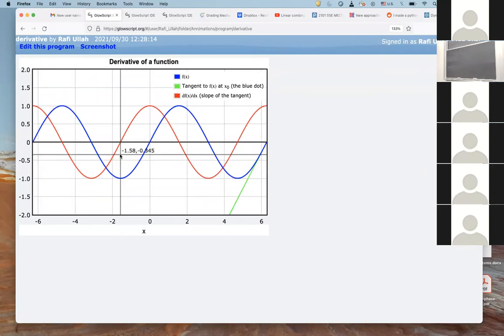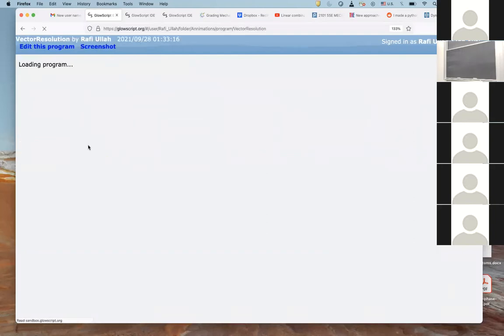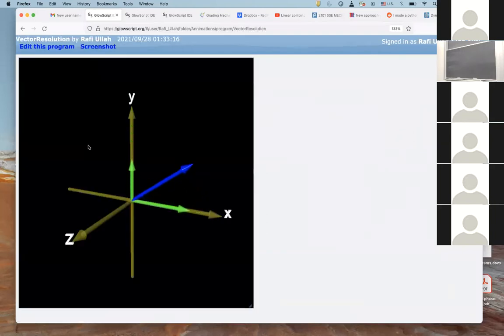This is in the folder that I shared already. So you're welcome to explore the code, make changes, and do things that you like. So this is a visual way of looking at derivatives. And then I have another little simulation about the vector rotation. You're welcome to explore the program. I'm going to just directly show it.